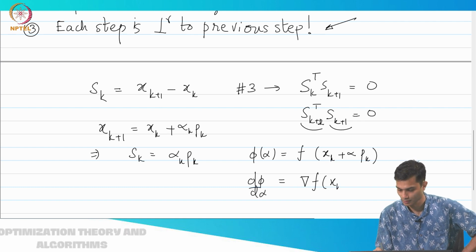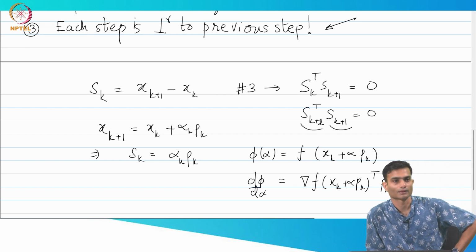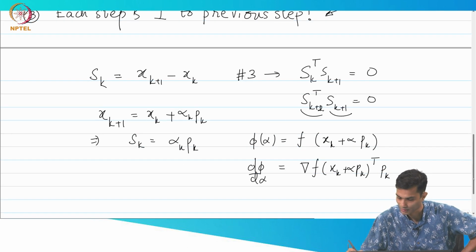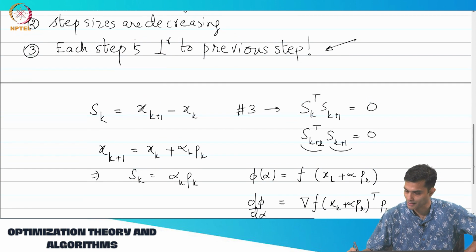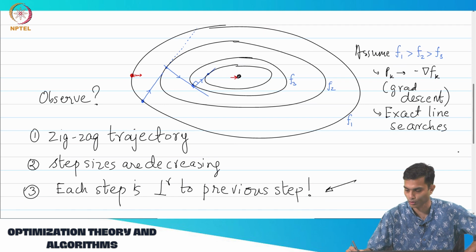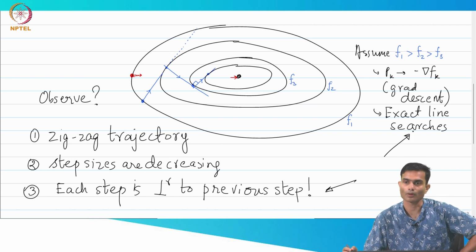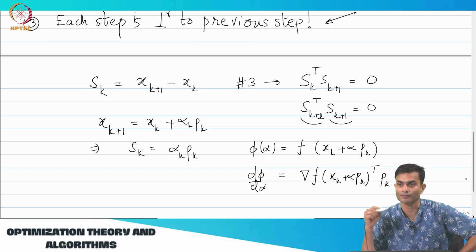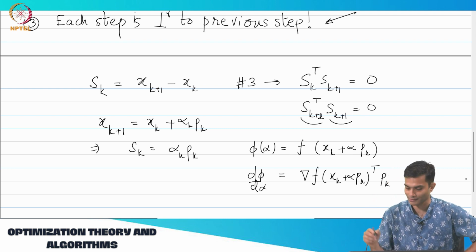Gradient of this thing, transpose pk, right. This is what we had done last time. Simple chain rule had given this to us, right. So, when I made this set of contours, one of the assumptions was exact line search. What is the meaning of exact line search in terms of d phi by d alpha? It has to be 0. That is the condition for exact line search, right.